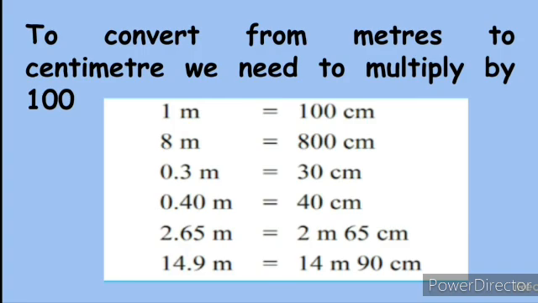2.65 meter is equal to 2 meters 65 centimeter. Here meter is the large unit and centimeter is the smaller unit. 14.9 meter means 14 meter 90 centimeter. Students, you will understand all this concept when we solve problem set 39.